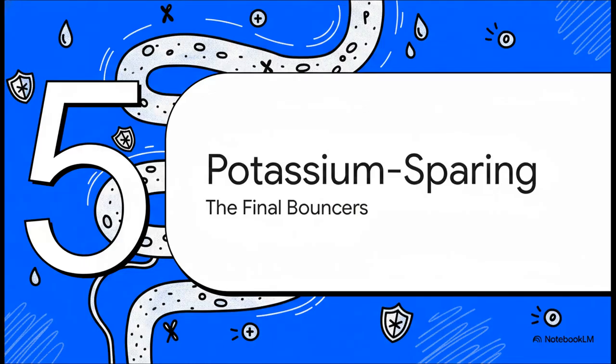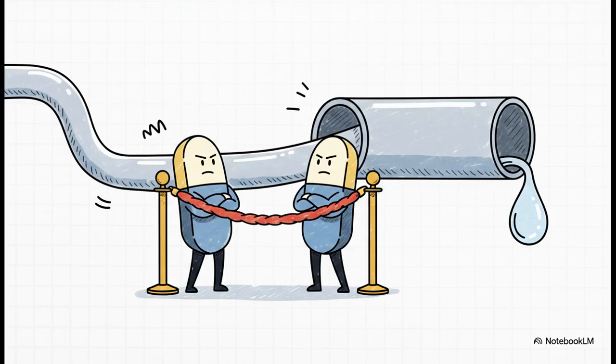All right, Section 5, Potassium-Sparing Diuretics. We have finally made it to the very end of our anatomical journey. Down at the late distal tubule and the cortical collecting duct, flagship drugs like spironolactone and amiloride act as the final bouncers at the door before that fluid officially becomes urine.